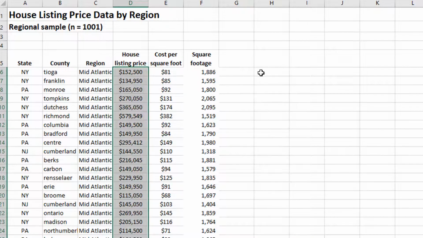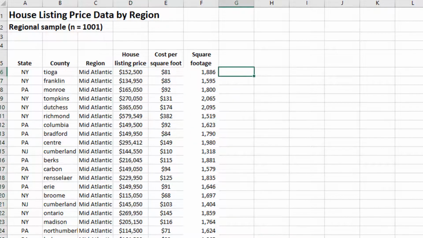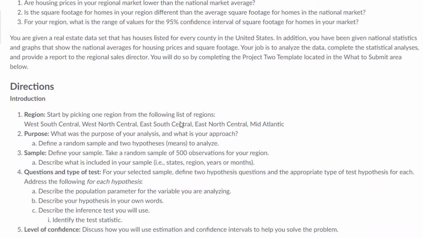We're going to, as we've done before, create a random sample. So remember what we've done. We are asked in this assignment to pick a random sampling of 500 listings from this region. So you can see here in the assignment, pick the region, we're going to take a sample of 500 observations, and that's what we're going to be using for this whole assignment.